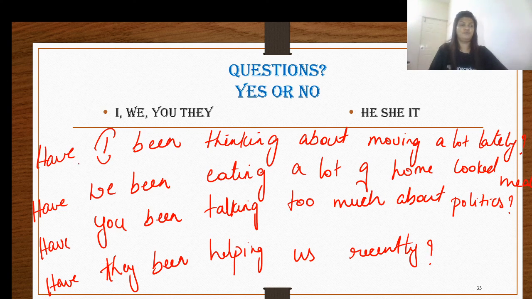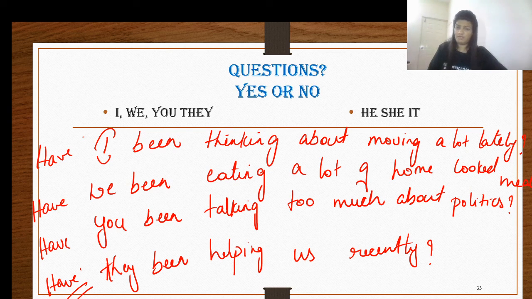You can also use not. Haven't I been thinking about moving a lot lately? Have not can be contracted into haven't, and similarly, you can use haven't. Haven't we been eating a lot of home-cooked meals? Haven't you been talking too much about politics? Haven't they been helping us recently? So to negate it, you can introduce not, or you can keep that away, no problem at all. You can use it without it as well.